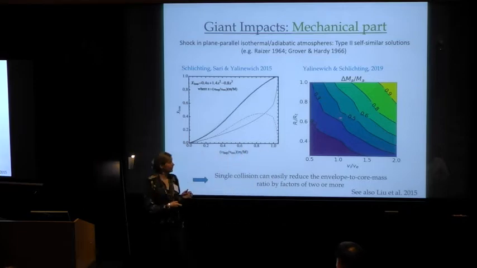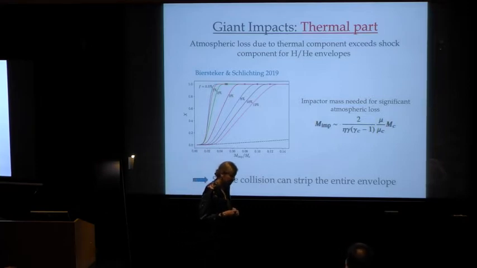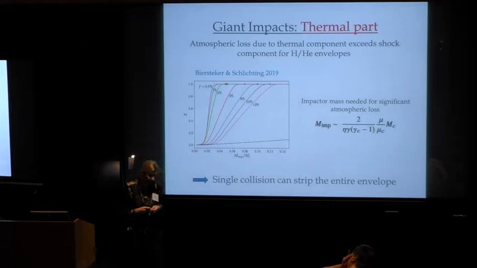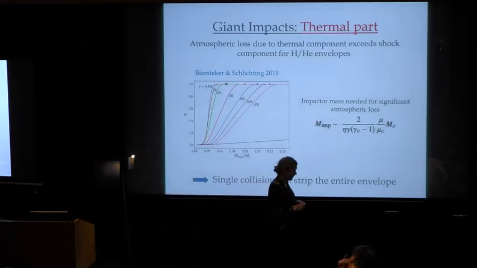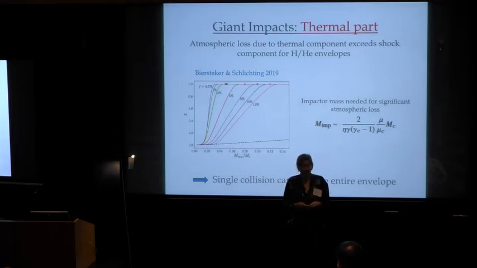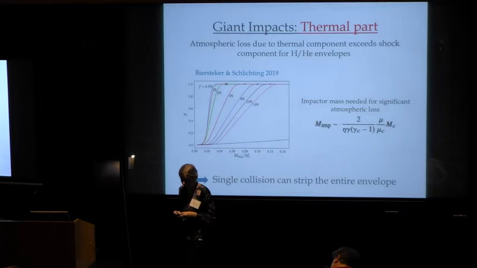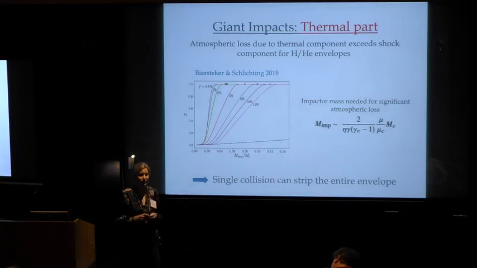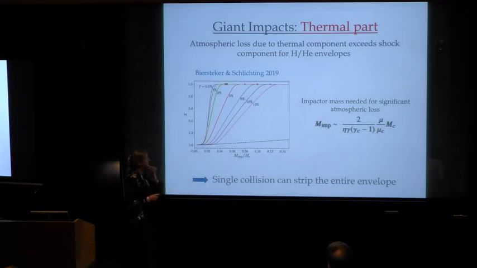And in addition, especially if you have hydrogen-helium envelopes, you also have heating. What this heating will do is heat your core, and then this core will transfer some of that heat to the atmosphere. It turns out that this can be way more efficient in unbinding your atmosphere than the shock component itself. And the reason for that is actually pretty easy to understand.